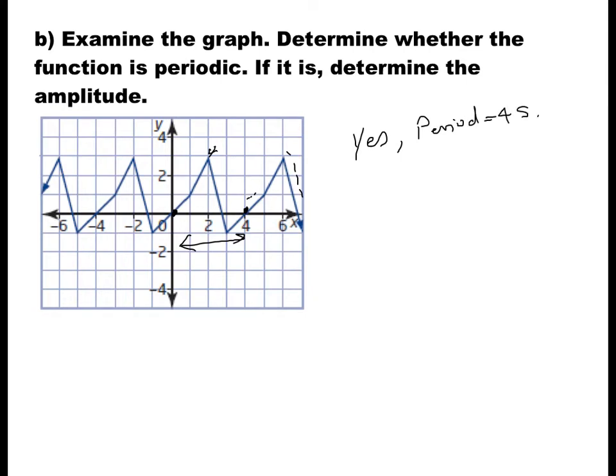So the period is 4 seconds. And the amplitude by definition is max minus mean divided by 2. The max value here is 3, minus the mean value of -1, so 3 plus 1 divided by 2, which is 4 divided by 2, which is 2 units.